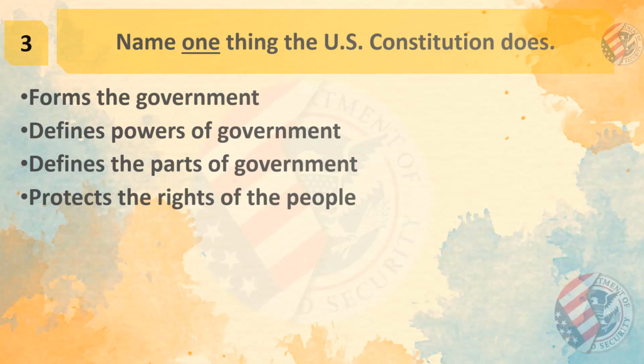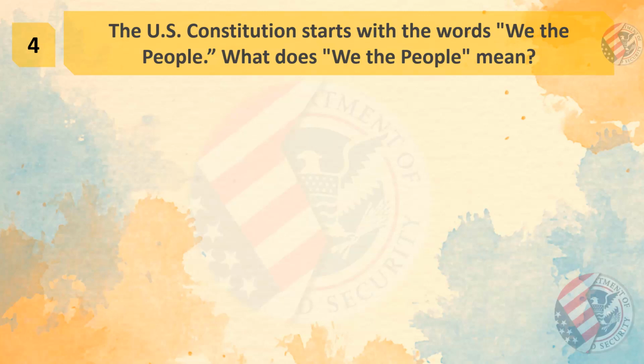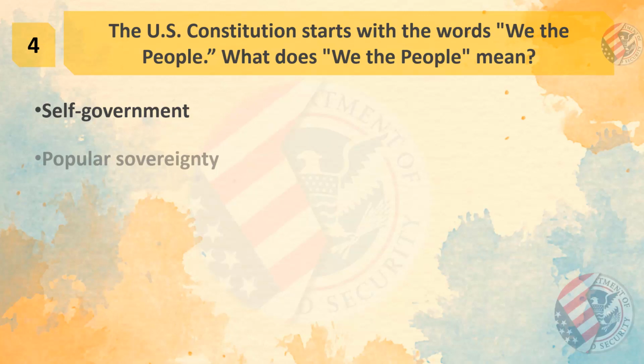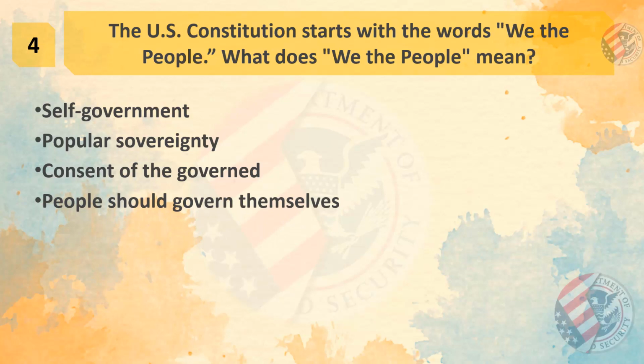The U.S. Constitution starts with the words "We the People." What does "We the People" mean? Self-government. Popular sovereignty. Consent of the governed. People should govern themselves. Example of social contract.